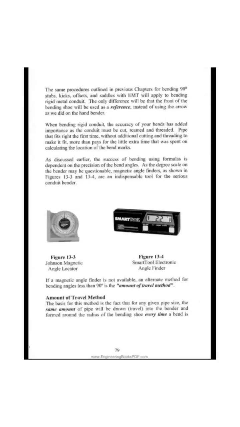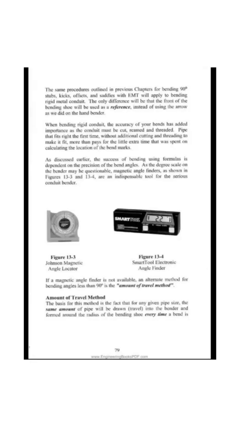The same procedures outlined in previous chapters for bending 90° stubs, kicks, offsets, and saddles with EMT will apply to bending rigid metal conduit. The only difference will be that the front of the bending shoe will be used as a reference, instead of using the arrow as we did on the hand bender.